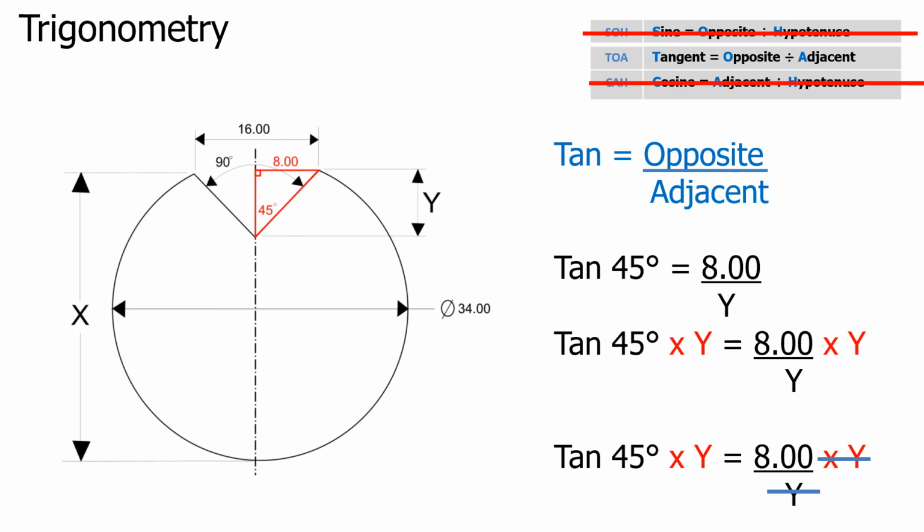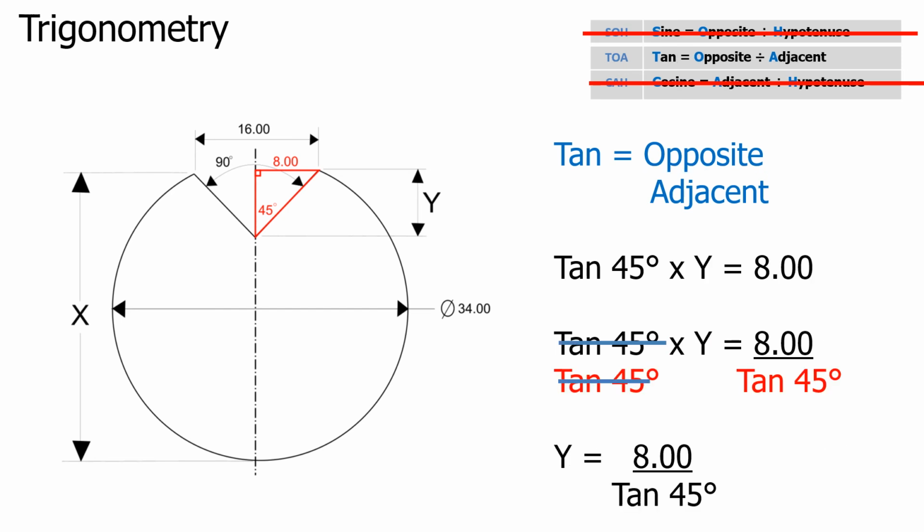So tan 45 degrees equals opposite over adjacent, which is 8 over Y. Okay, to solve we need to make Y the subject of the equation. Multiply both sides of the equal sign by Y. The Y's on the right hand side cancel out and we end up with a Y on the left hand side of the equal sign.